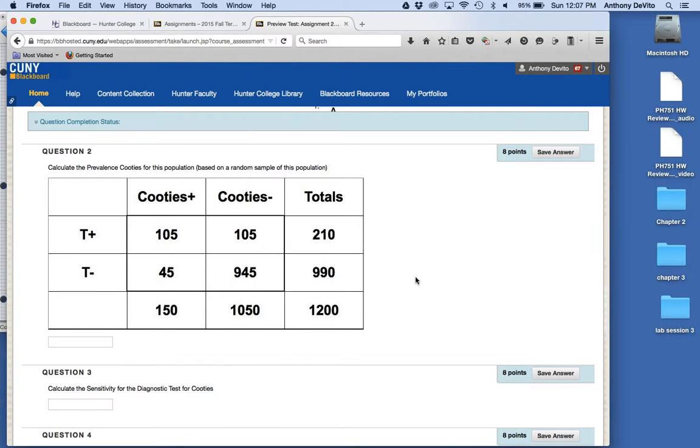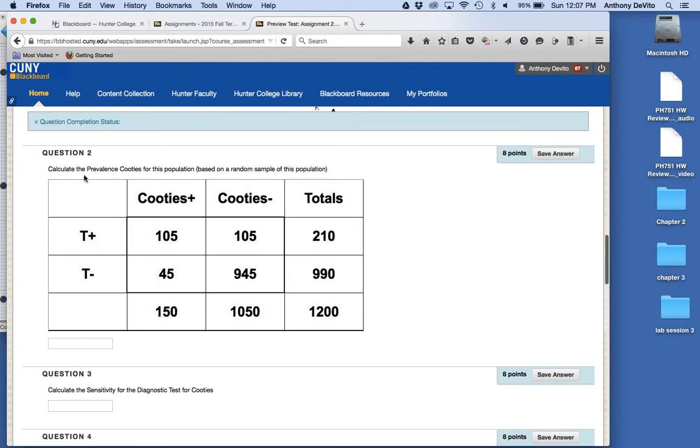Okay. So the next thing we looked at was diagnostic tests. Let's take a look at question number 2. Calculate the prevalence of cooties for this population based on a random sample of the population. We randomly sampled 1,200 people in this population, and we found that 150 of those people have cooties, and 1,050 of those people don't have cooties. So our prevalence, or our estimate of the prevalence: we could either assume this is the entire population for our purposes, or we could say that this is a very large sample and something that we think is really representative of the population.